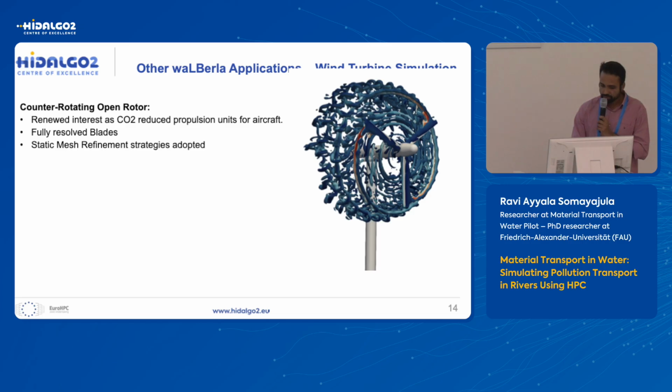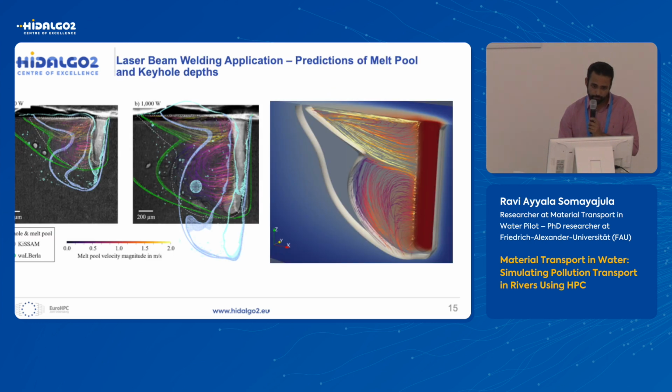Yet another application that we have is the simulation of wind turbine blades. Since I don't have a lot of time, I won't go into a lot of detail, but simulation of counter rotating blades is yet another interesting application in our waLBerla framework. And another one is simulations of laser beam welding, wherein our framework is used for the prediction of the melt pool and the prediction of the keyhole depths.